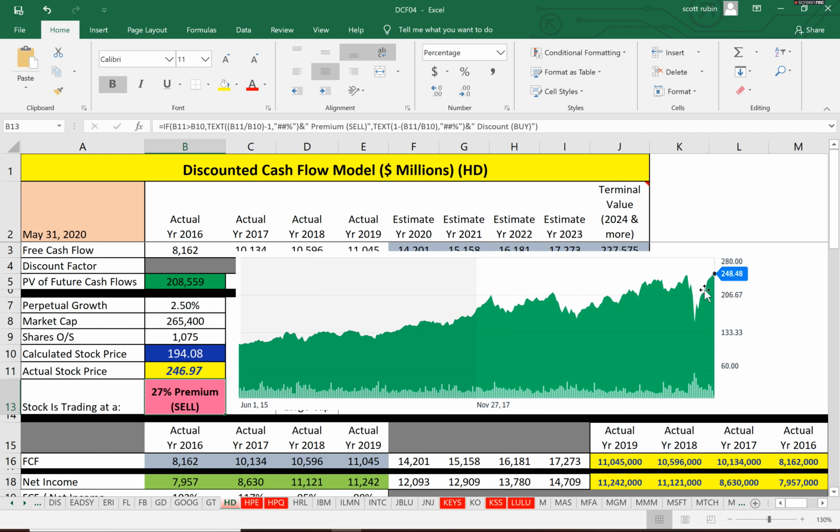So, as you know, it doesn't really matter what something is worth. It matters what someone's willing to pay for it. And that's the same thing with stocks. So everyone has their own opinion on the value of a stock. This is my model and my opinion.